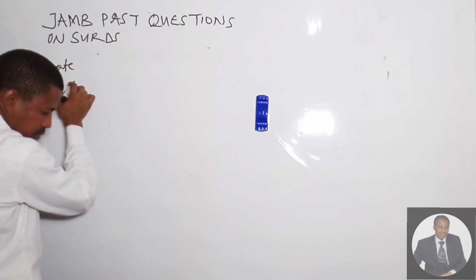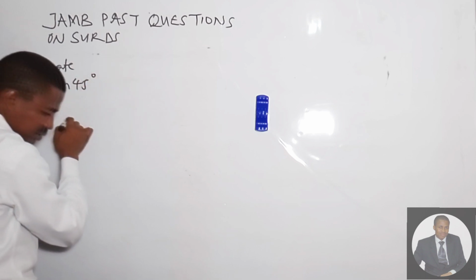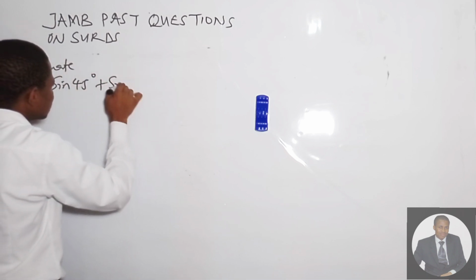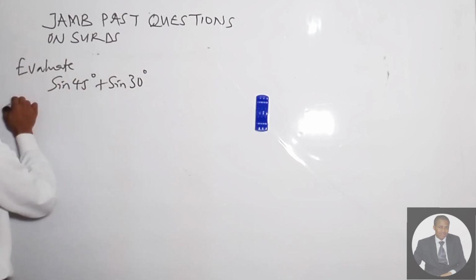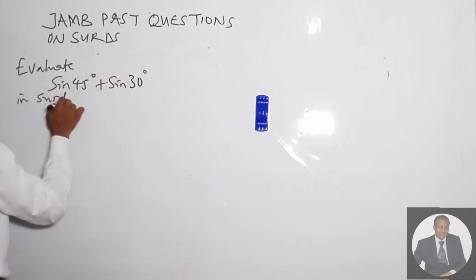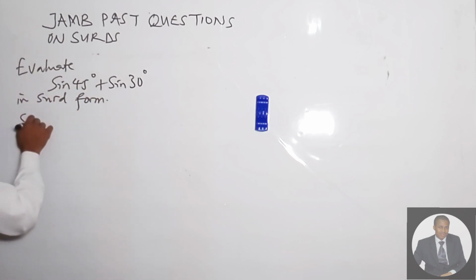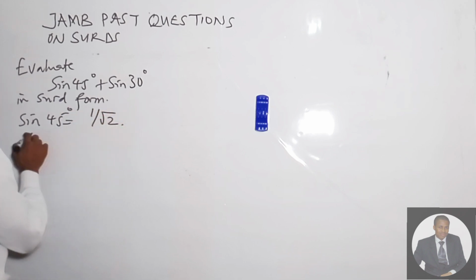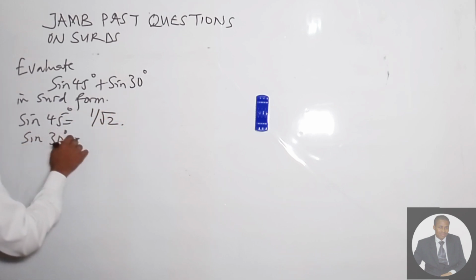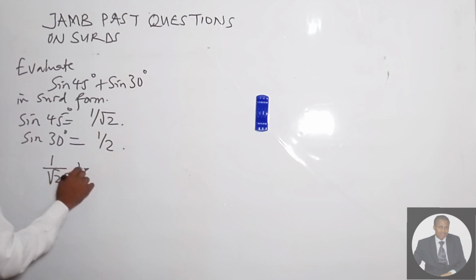Evaluate sine 45 degrees plus sine 30 degrees in surd form. This is our question. Sine 45 degrees is the same thing as saying 1 over root 2, while sine 30 degrees is the same thing as saying 1 over 2. So what we have is 1 over root 2 plus 1 over 2.